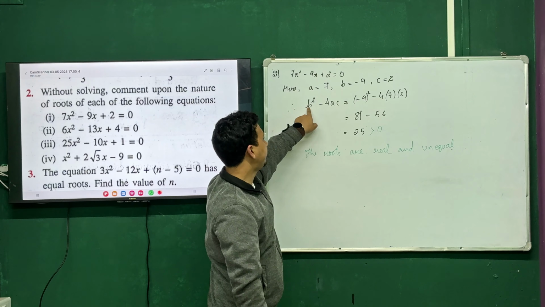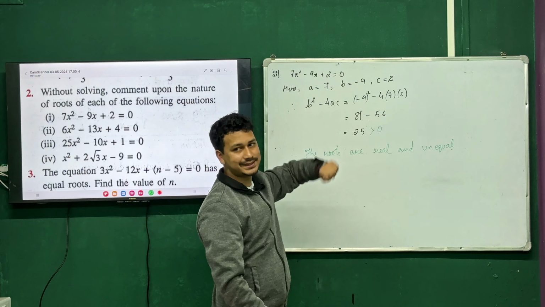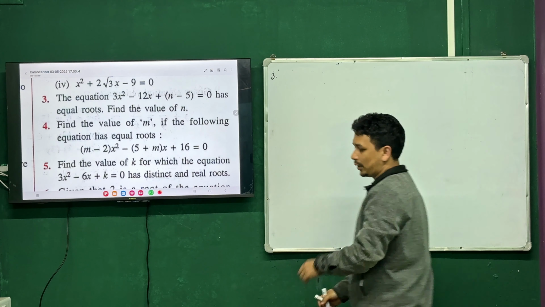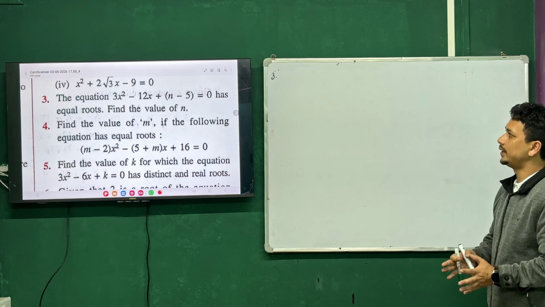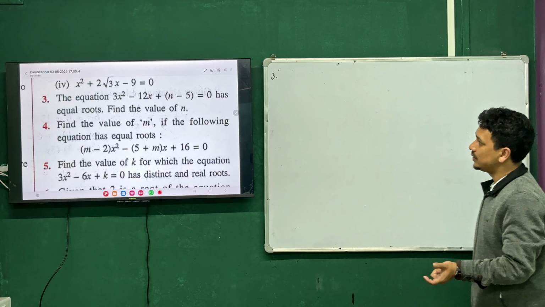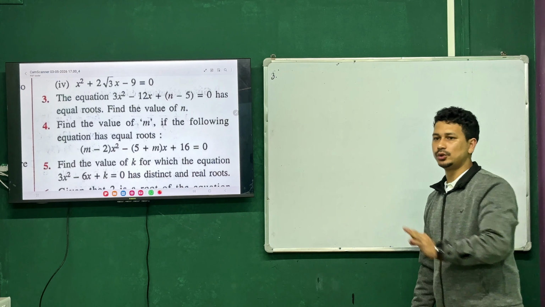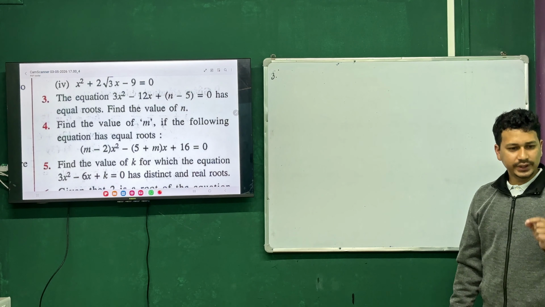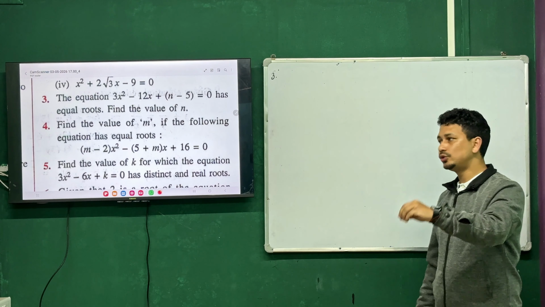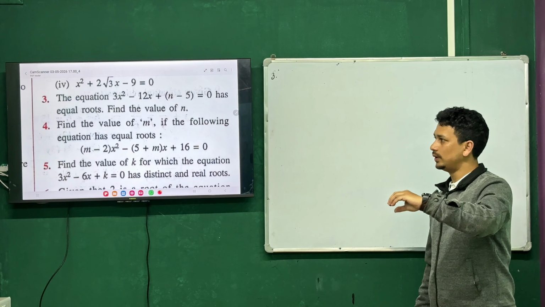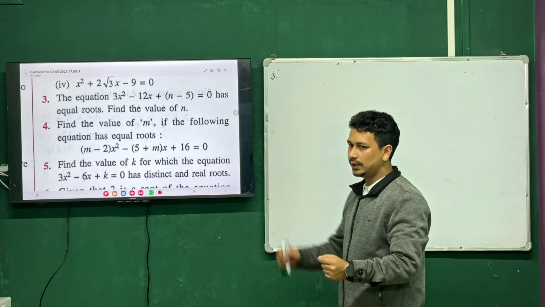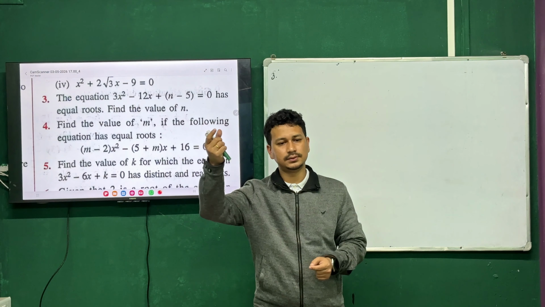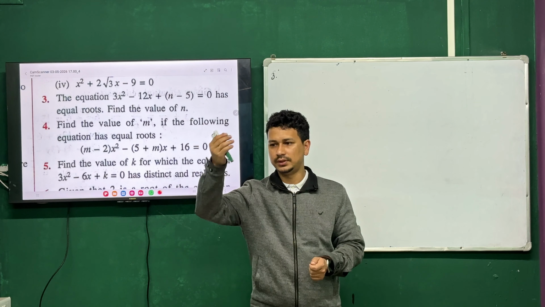This term b square minus 4ac is also known as the discriminant. Now question number 3, it requires the same logic but in a different way. This equation has real roots. So in this question they've already told you that roots are equal. So if the roots are equal, then what should come to your mind?